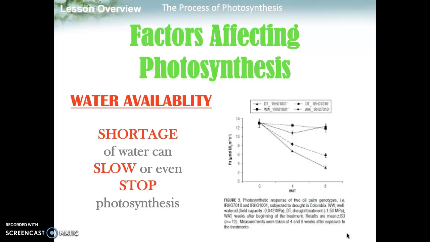Now I didn't show it on a slide, but along with water, another factor would be the availability of carbon dioxide. Obviously the more carbon dioxide there is, the better photosynthesis can occur. If you have limited amounts of carbon dioxide, or low concentration of carbon dioxide, photosynthesis is going down.